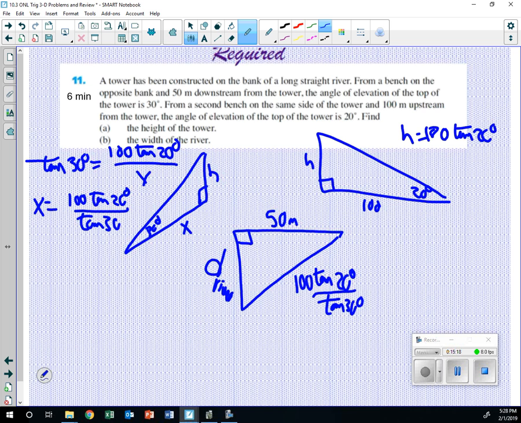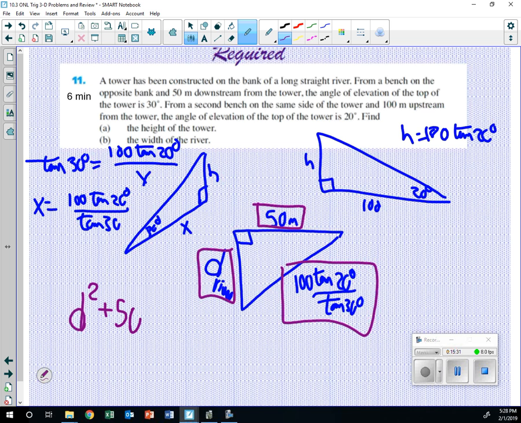You probably remember that. So anyway, then all that you do is you take this squared plus this squared equals this squared. Distance of the river squared plus 50 squared equals 100 tan 20 over tan 30, quantity squared. And then you can solve for D. And that'll be your distance across the river.